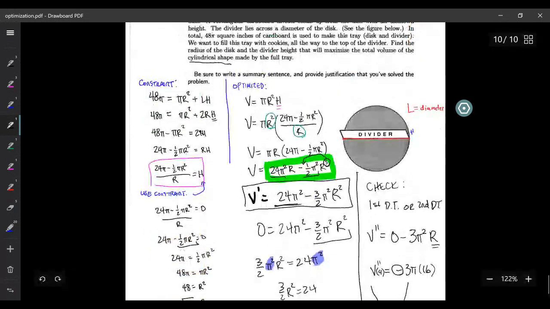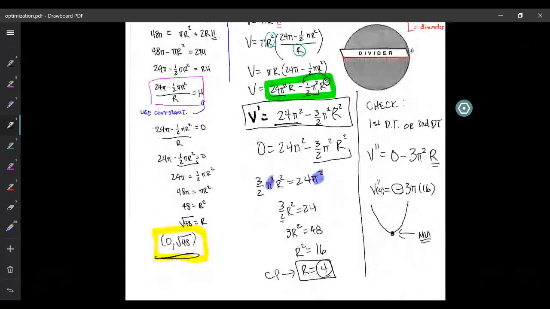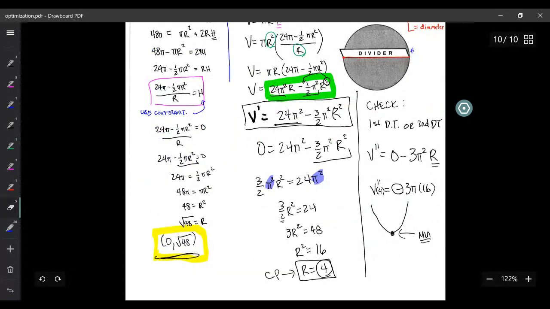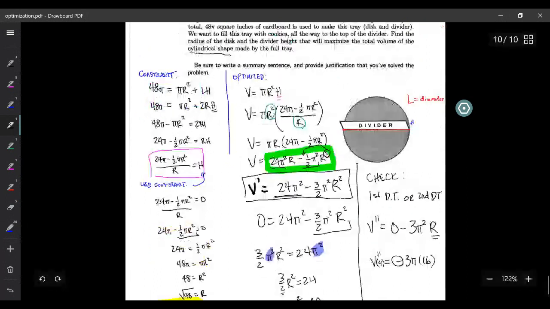Sorry, let me try that again. A negative means that we have a concave down graph, which ends up being a maximum. So the fact that the second derivative test gives me a maximum means that we have what we want.